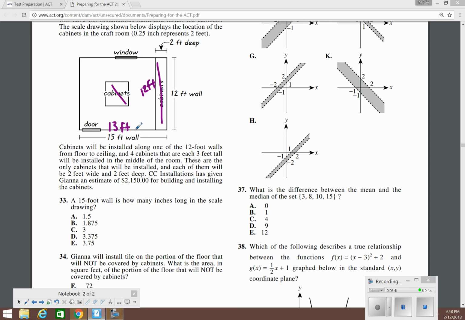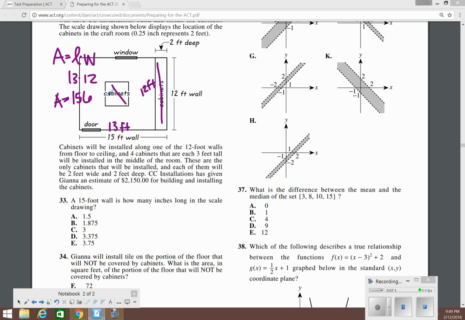But then I also have to take off this section of cabinets in the middle. So first, let's find the area of the whole thing, and then we'll take off this section of cabinets. So the area of a rectangle is length times width. So I'm going to use 13 times 12. Just remember that that's going to give me the total area, which is 156. And then I need to go back and take off the area of these cabinets in the middle. So I'm going to scan through this and find the part that I need about the cabinets that are in the middle of the room.